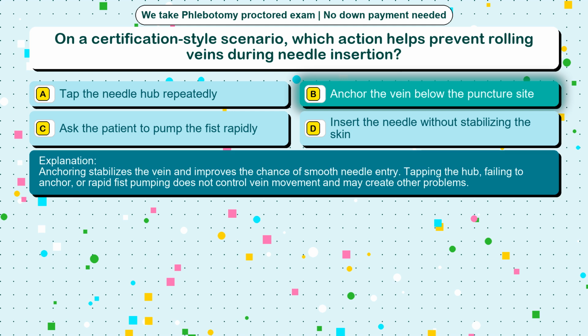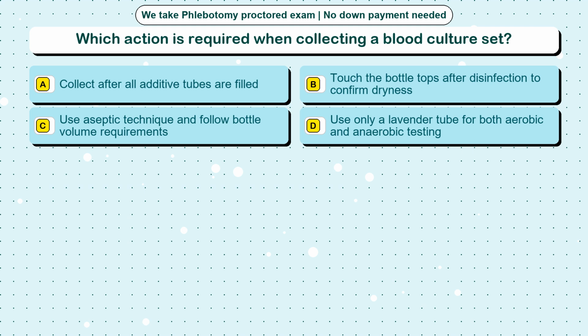Anchoring stabilizes the vein and improves the chance of smooth needle entry. Tapping the hub, failing to anchor, or rapid fist pumping does not control vein movement and may create other problems. Question 9. Which action is required when collecting a blood culture set?